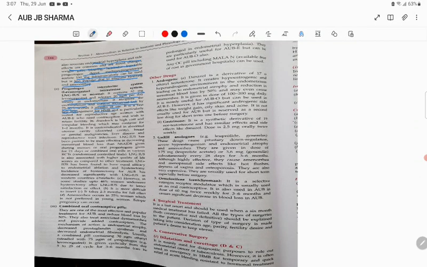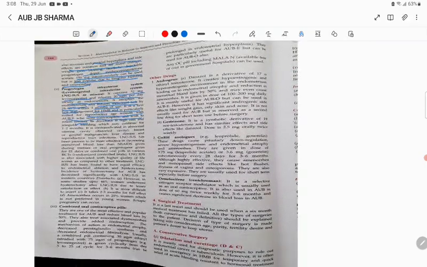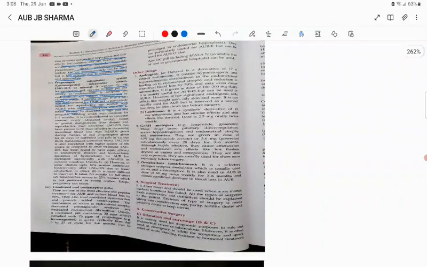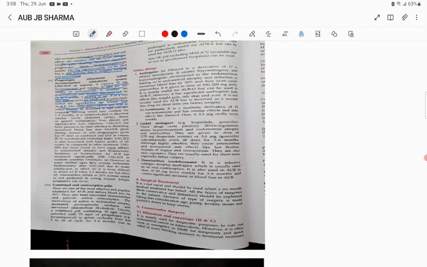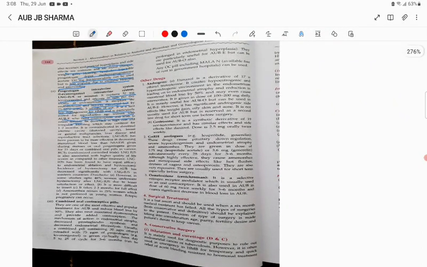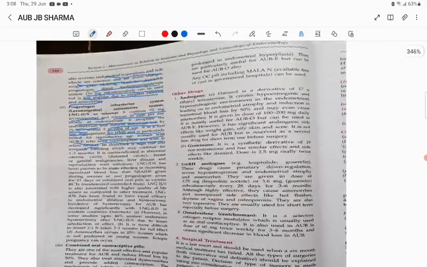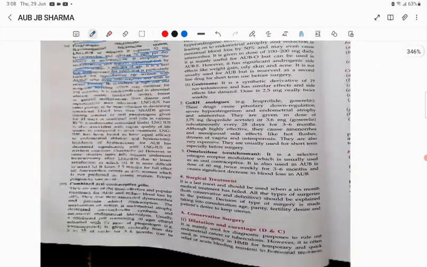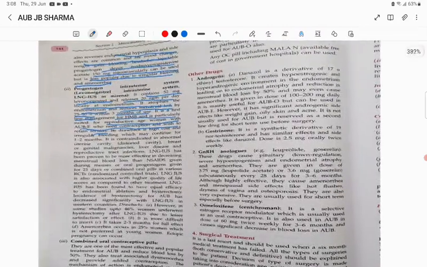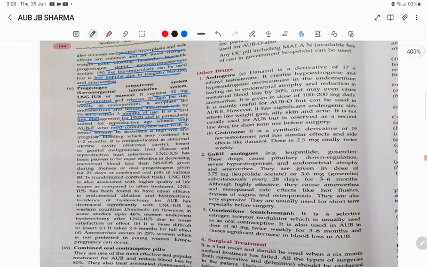First line management for AUB bleeding, particularly in reproductive age women with AUB-E who need contraception or wish to retain fertility. Its drawbacks: high cost, and irregular bleeding which may continue for 1 to 2 months.